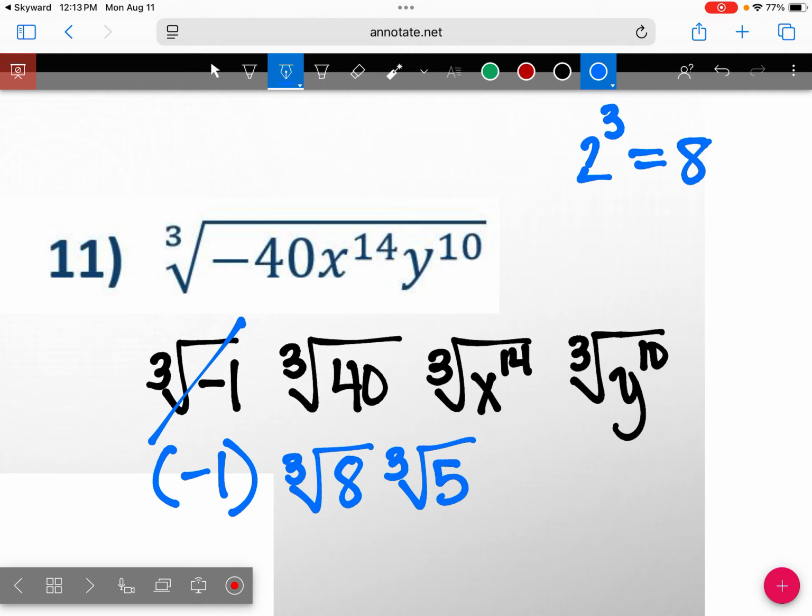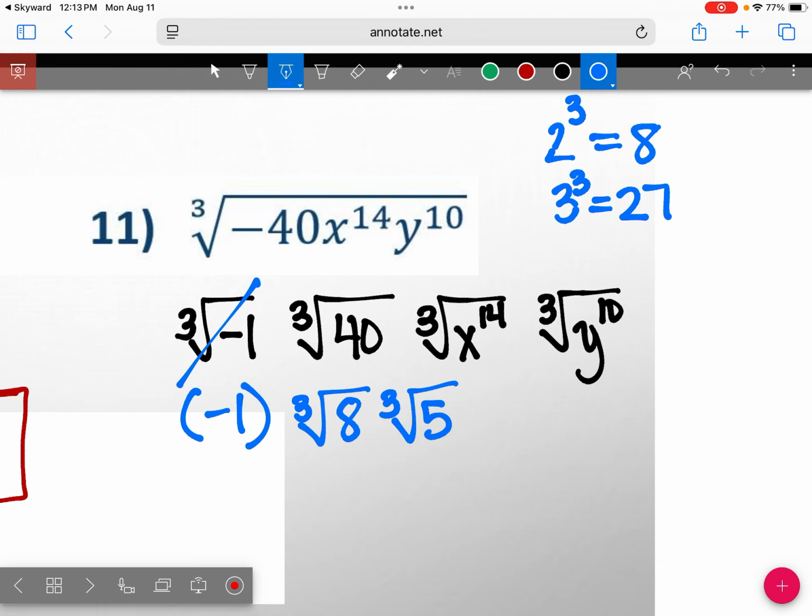So I just knew that. You know how we have our perfect squares in the front of the room? You may want to kind of know a few of your perfect cubes. Like 2 to the power of 3 is 8. 3 to the power of 3 is 27. So if it's a cube root, you may want to just write out the first few. The cube root of 8 is 2, so this becomes a 2. This has to stay.